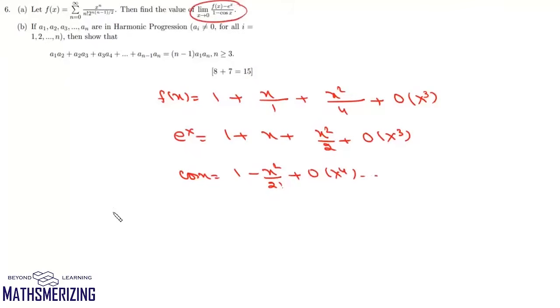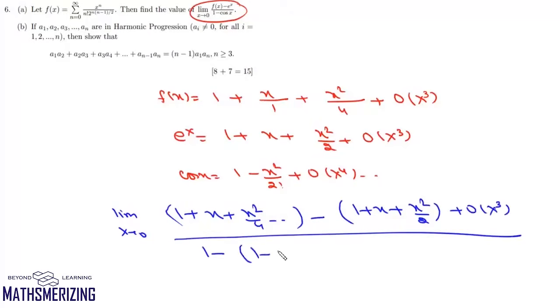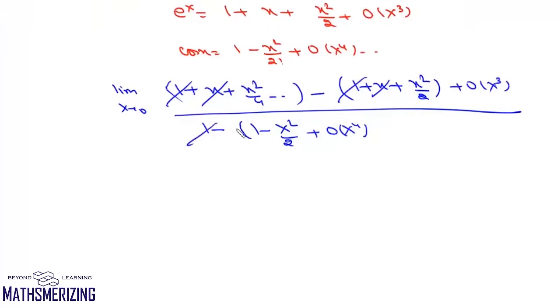So this limit is the limit as x tends to 0. Now for f(x), we'll write 1 plus x plus x square by 4, and for e to the power x, it will be 1 plus x plus x square by 2, and then O(x cube), and here 1 minus cos x will be 1 minus 1 plus x square upon 2 plus O(x to the power 4). Now here 1 plus x will cancel, and in the denominator 1 and 1 will cancel. We'll write the limit as x tends to 0.